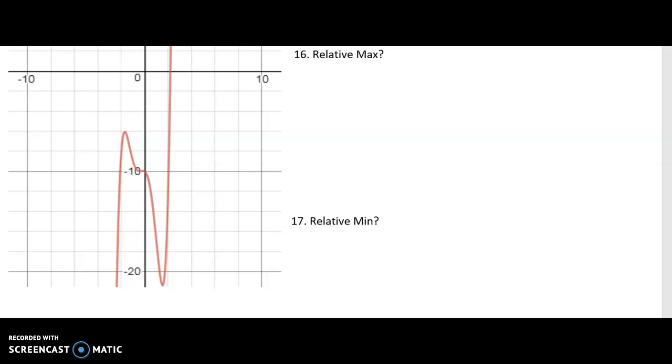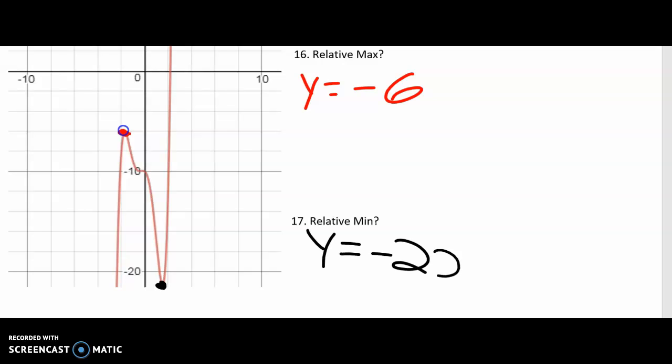For this, here is my relative max. It is a y equals statement. In this case, each line is worth 2. So this would be a y equals negative 6. For the minimum, the minimum is all the way down here. Again, it is a y equals statement, and it will be negative 22.